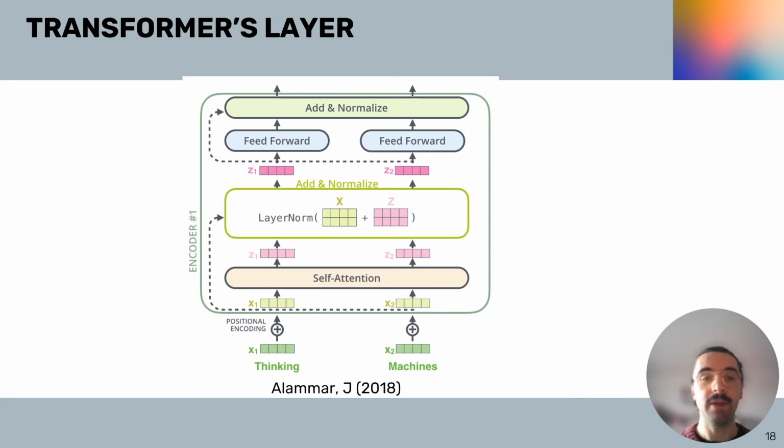The normalized outputs are then passed through a feed-forward neural network. This network is the same for each position and consists of two linear transformations with a ReLU activation in between. Each of these transformations is applied independently to each position, hence the term feed-forward. And similar to the previous step, the output from the feed-forward network is again combined with its input through an add and normalize layer, providing another residual connection and normalization step.